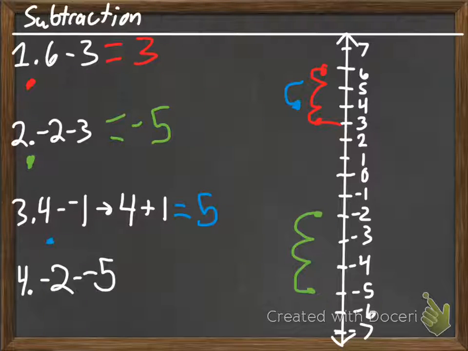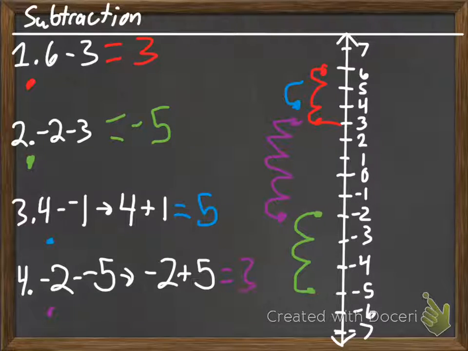And we have the same scenario right here. We have negative 2 minus negative 5, so we change our two negatives to a positive, and we do negative 2 plus 5. That's going to be in purple. So negative 2, we're going to add 5, 1, 2, 3, 4, 5, and we get a positive 3. So there is addition and subtraction of integers.